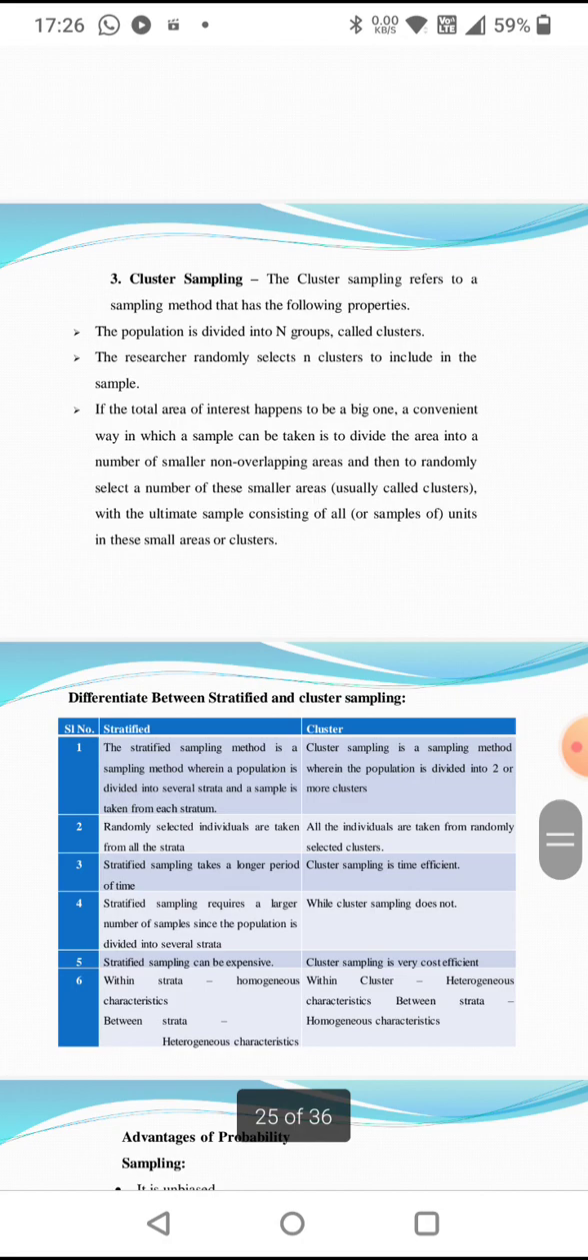Let us move on to cluster sampling. Cluster sampling refers to a sampling method that has the following properties. The population is divided into N groups called clusters, that is capital N. The researcher randomly selects small n clusters to include in the sample. If the total area of interest happens to be a big one, a convenient way in which a sample can be taken is to divide the area into a number of smaller non-overlapping areas and then randomly select a number of these smaller areas, called clusters, with the ultimate sample consisting of all units in these small areas or clusters.